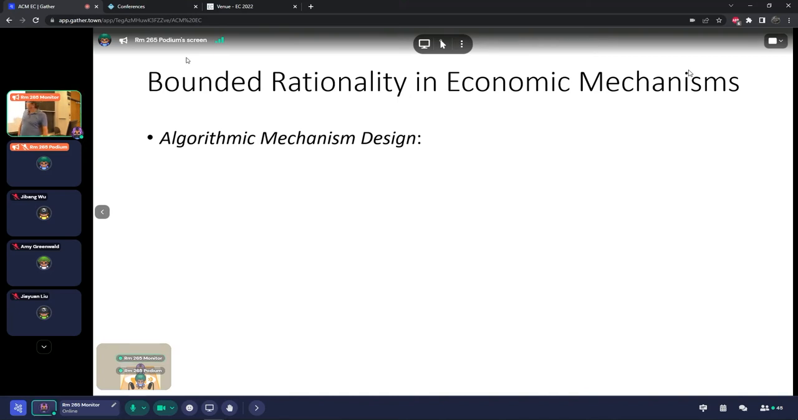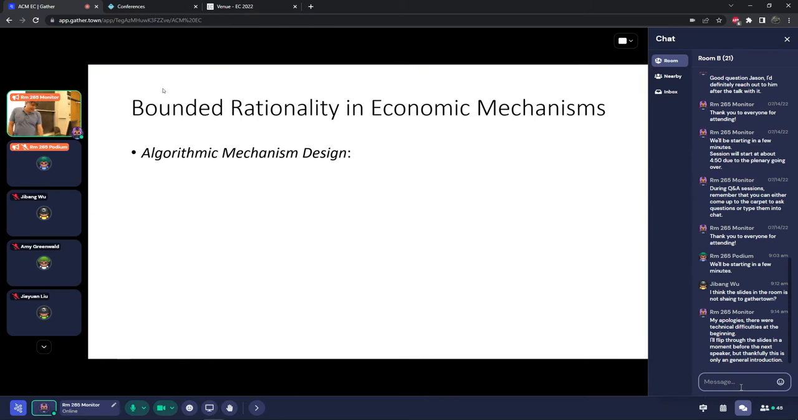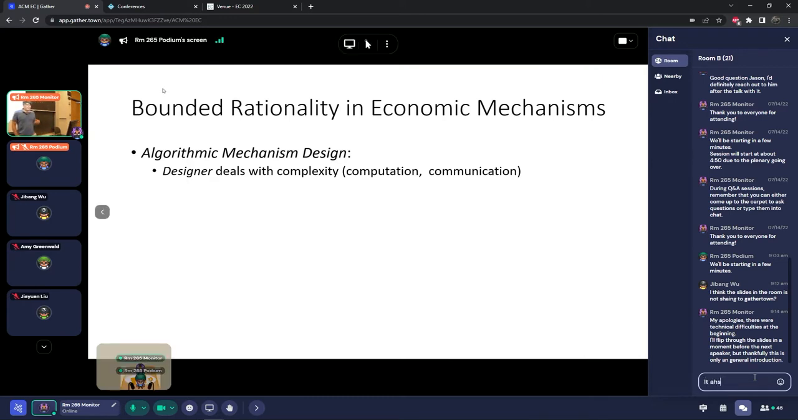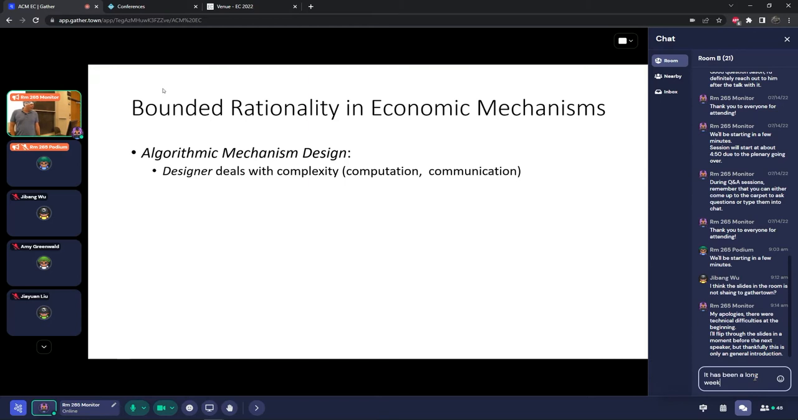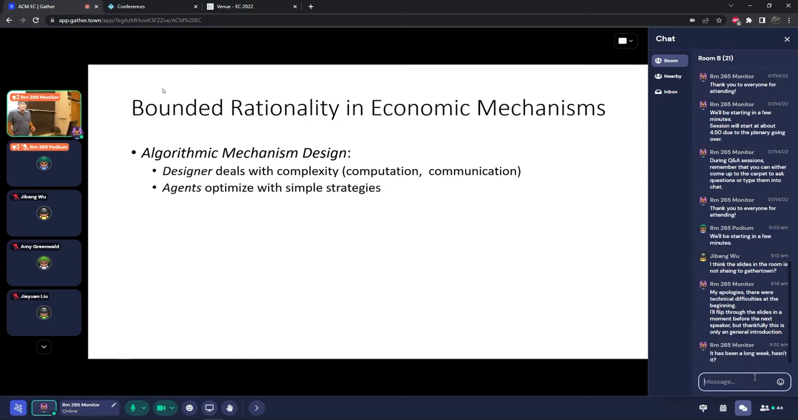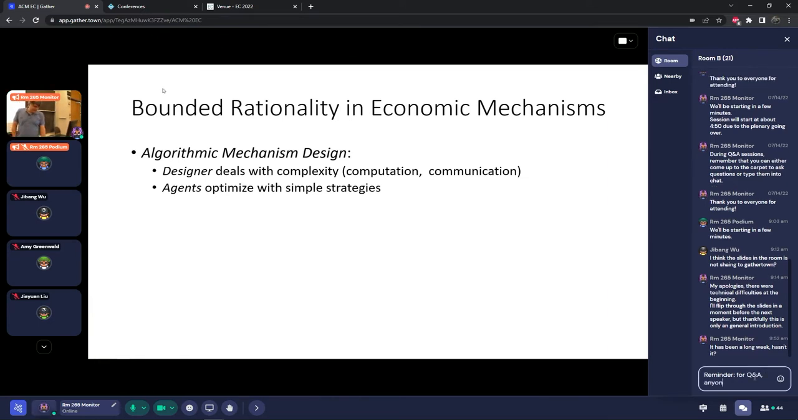Here's the main motivation for this work. Algorithmic mechanism design and algorithmic contract design generally consider, like in the previous talk, how the designer deals with some complex situation that has some computational complexity or communication complexity or other types. But agents are perfectly able to optimize. Sometimes they have simple problems, sometimes not so simple, but we assume they always choose the best solution.